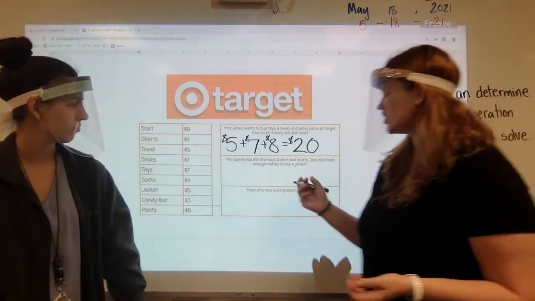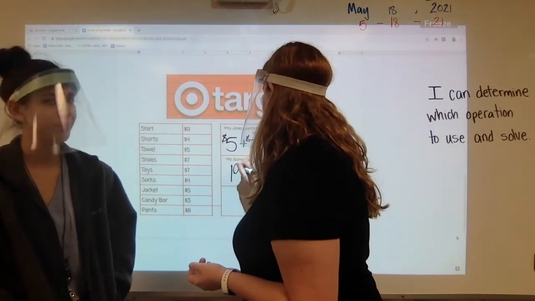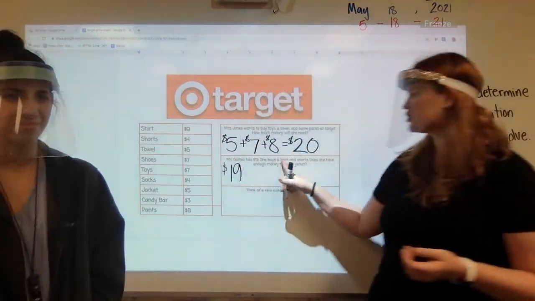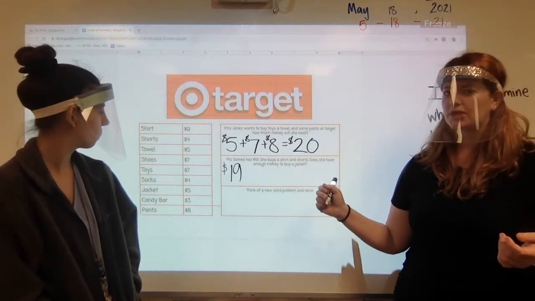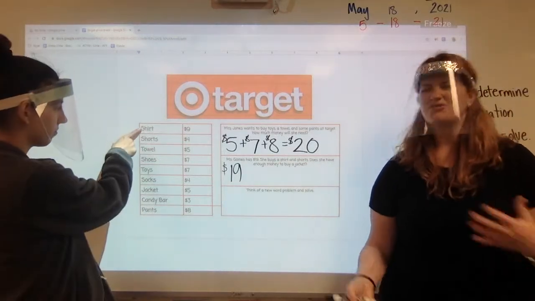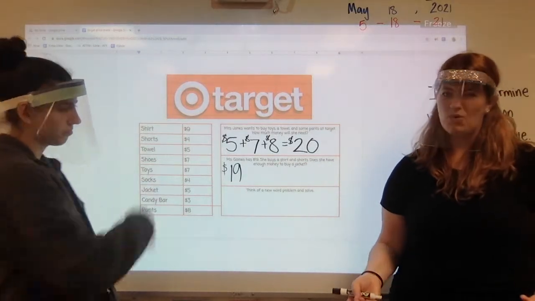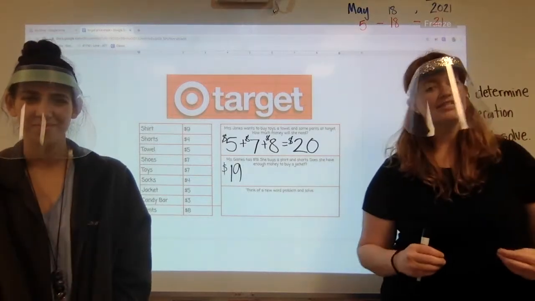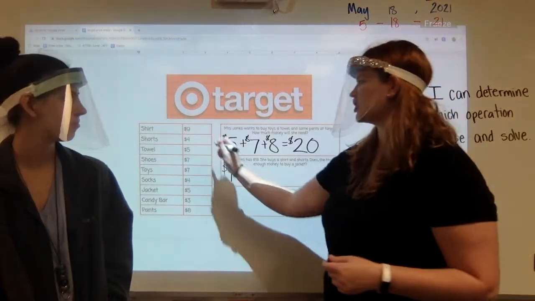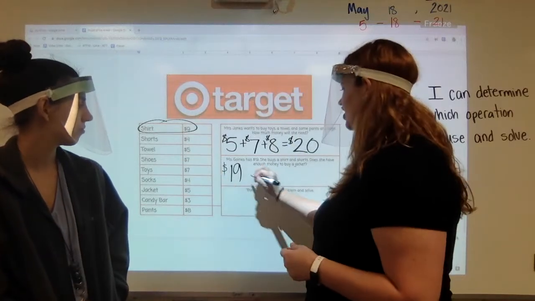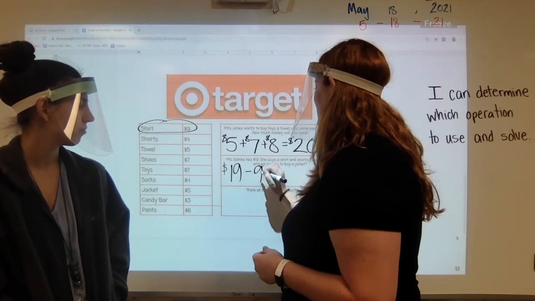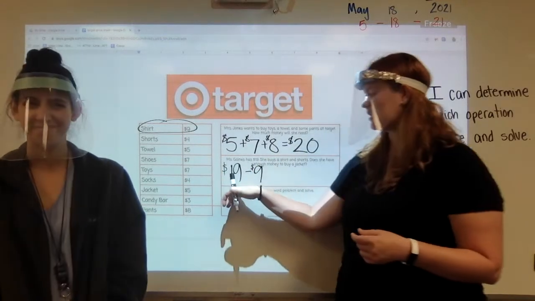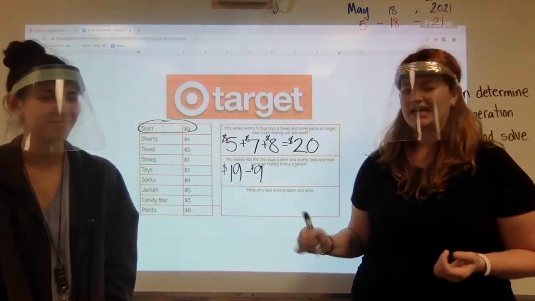Well, let's see. She starts with $19, okay? And then it says she bought a shirt and shorts. Well, if she bought them, she doesn't have that money anymore. So I need to subtract that. So let's see. She bought a shirt. That was $9. So I'm going to minus $9. And I can see right here, 19 minus 9.